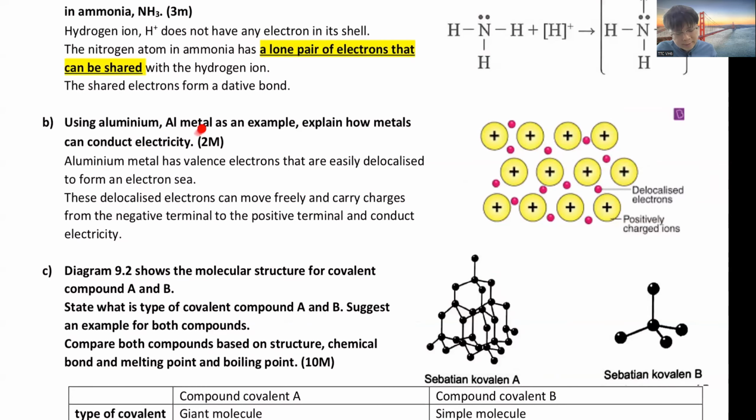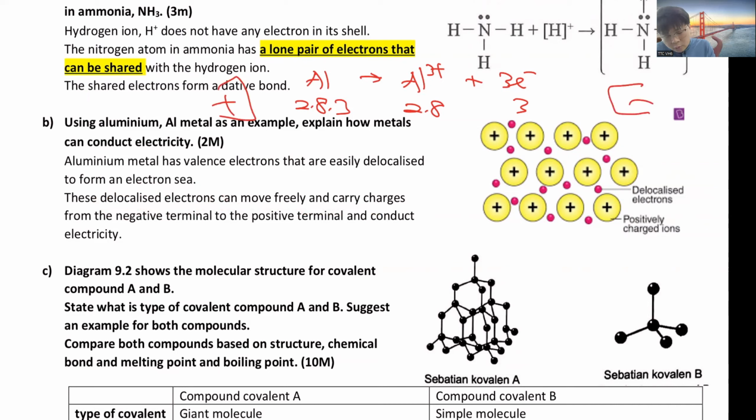Then, using aluminium as an example, explain how metal can conduct electricity. You can mention aluminium has valence electrons that easily delocalize. Aluminium is 2.8.3, so it has extra electrons to delocalize. After delocalizing, it becomes 2.8 and becomes positively charged. All these delocalized electrons can move freely. So if you put a positive terminal and a negative terminal, all these electrons will move from the negative terminal towards the positive terminal.